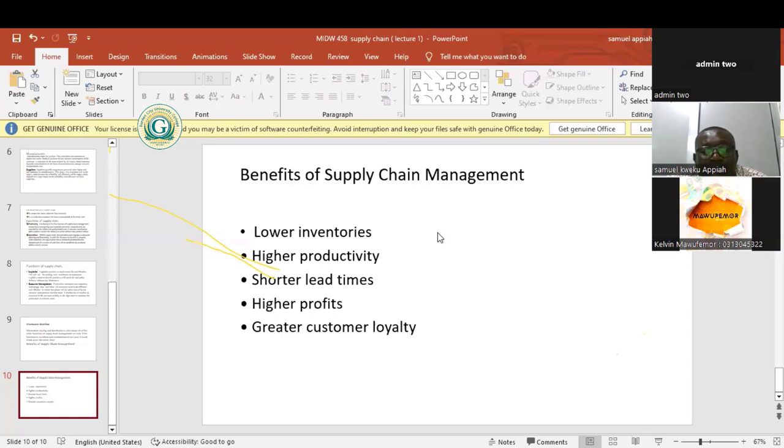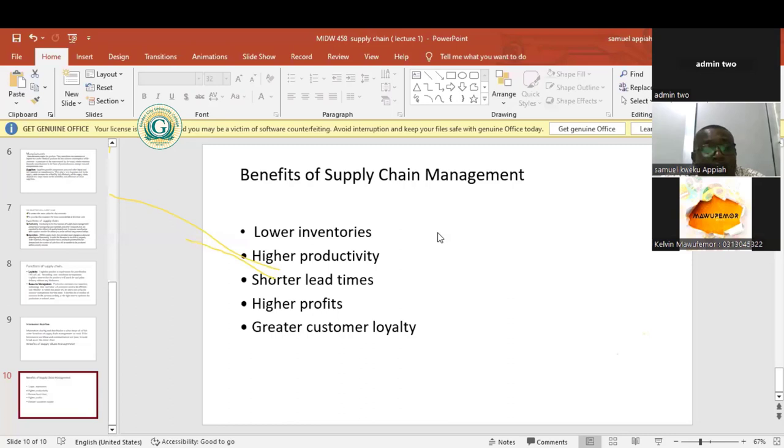Then let's look at our last slide, which is the benefit of supply chain management. What do we gain from supply chain management? One is lower inventories. Why lower? When you talk of inventory, inventory means stock, okay? So if you manage your supply chain, why lower inventory? Why not high inventory? When we start doing inventory management, you come to understand why lower inventory is what is important when it comes to supply chain.